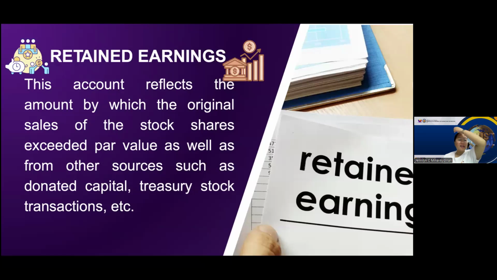And we have the retained earnings. These are the total profit a company has earned since its inception, minus any dividends paid to shareholders. These earnings are reinvested in the business rather than distributed as dividends. For example, a company has earned $50,000 in profits over the years and paid $10,000 in dividends to shareholders. Retained earnings is $50,000 minus $10,000, which equals $40,000, representing the earnings the company has kept to reinvest in its operations.